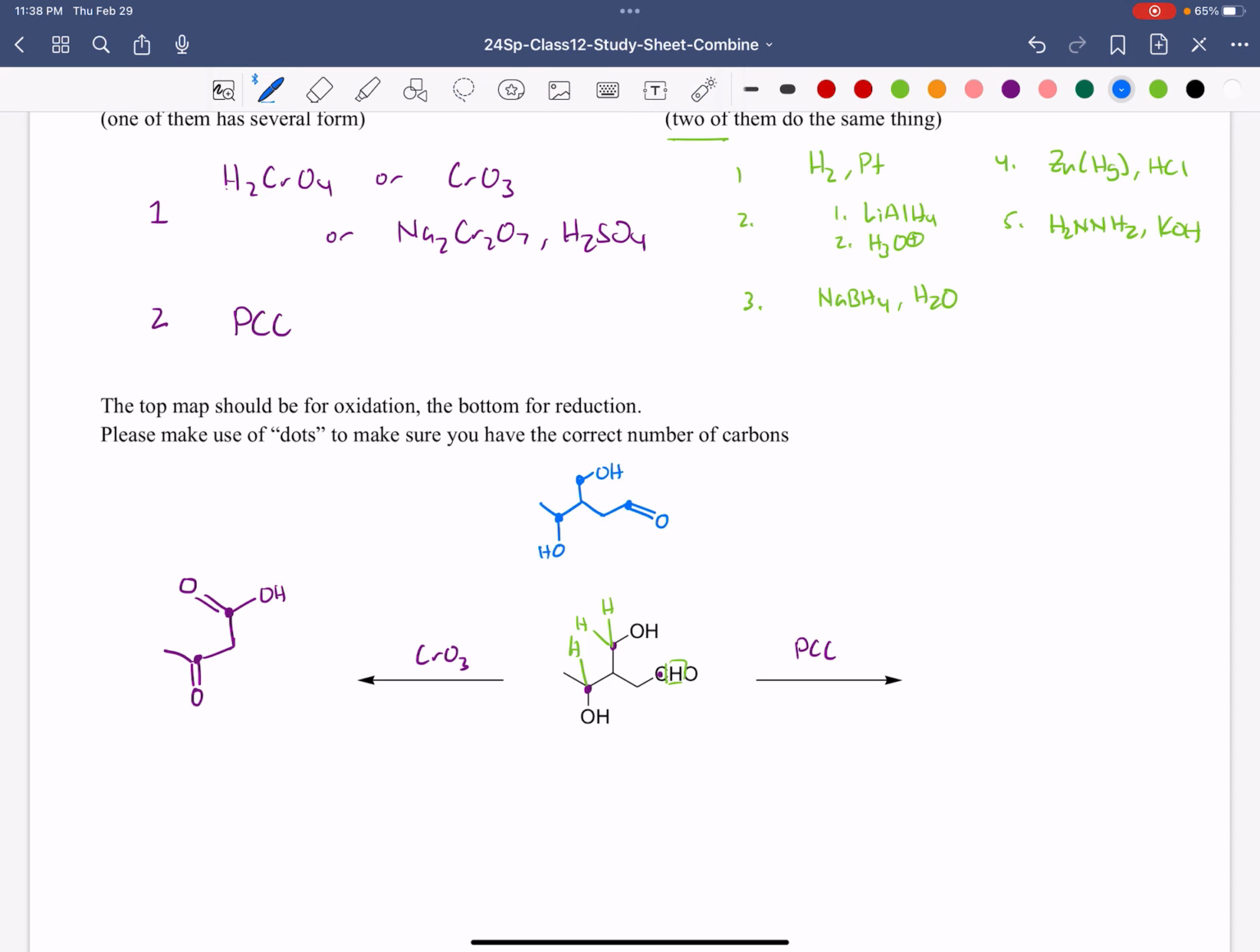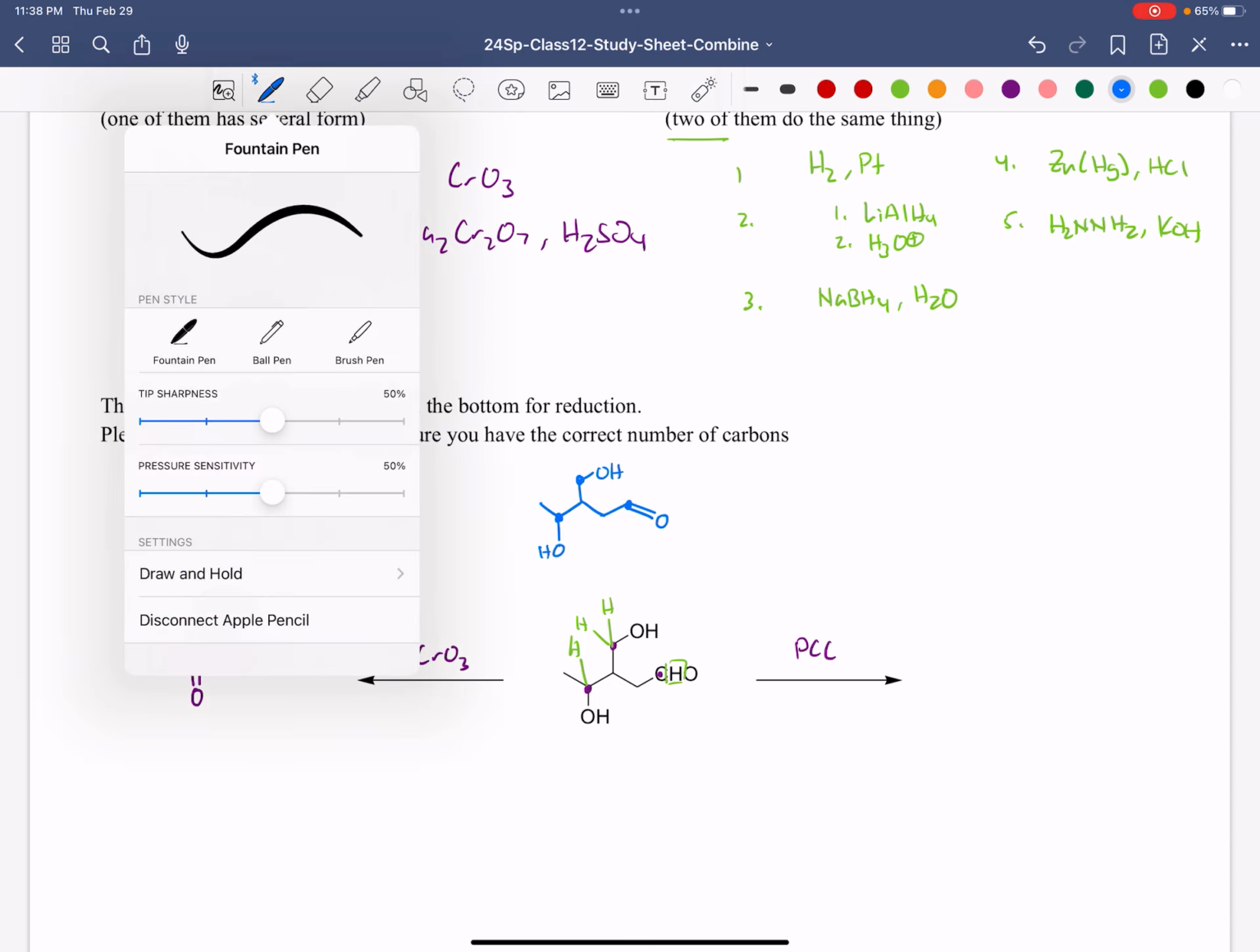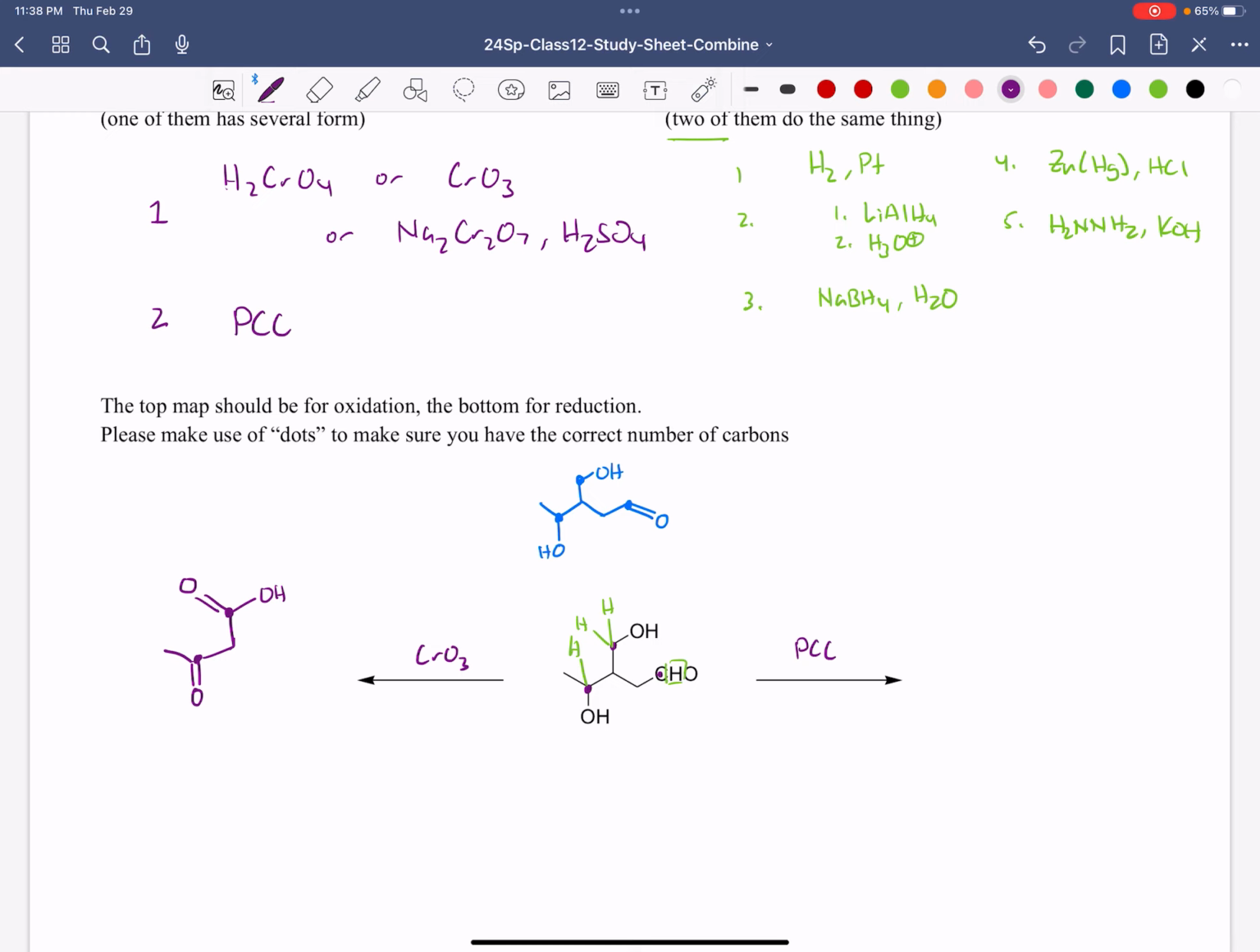Okay, so we are oxidizing now with CrO3. We're oxidizing the aldehyde. So it's this dot over here, which has one H to give up, and we will replace that H with an OH to make the carboxylic acid. Okay, look at PCC. PCC can oxidize the carbon up to a carbonyl group, but it can't oxidize anything to a carboxylic acid.